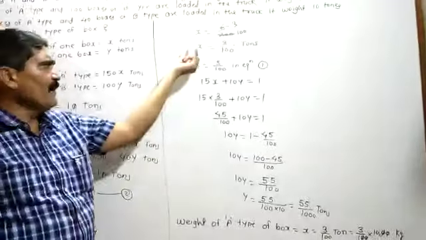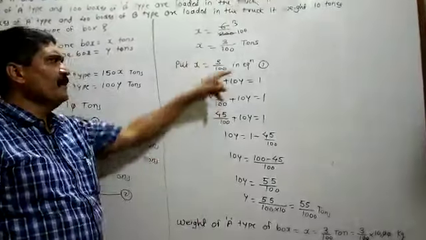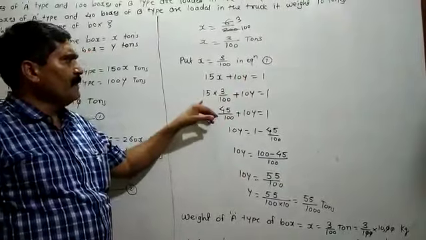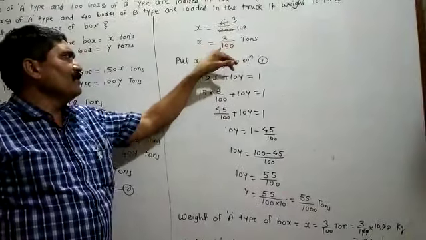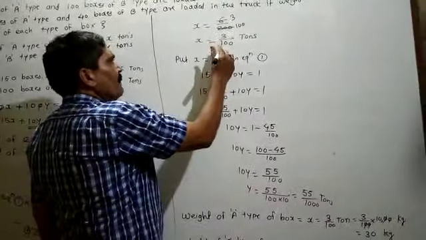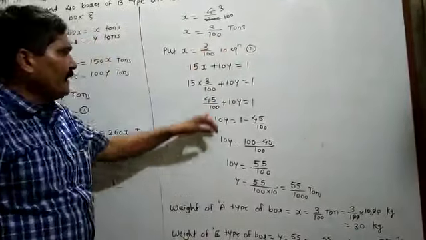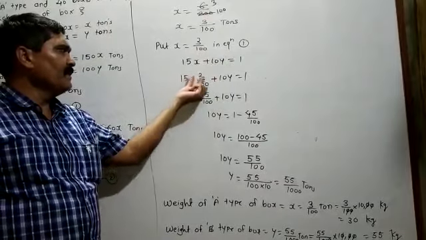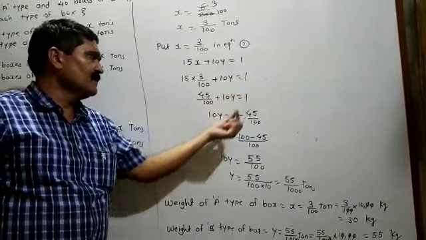You have to put this value of x in any equation. I will put it in equation 1. At that time, 15x plus 10y is equal to 1. And 15 multiplied by the x value, which is 3 upon 100. You have to put that value 3 upon 100 and find out the value of y. This will come: 15 3s are 45 upon 100 plus 10y is equal to 1.